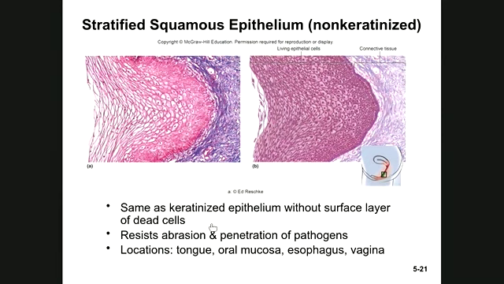And they can resist abrasion and penetration of pathogens. Their locations are the surface of our tongue, the mucosa or the epithelium which we have in our mouth cavity, our esophagus, and also the vagina in the female reproductive system is this type of epithelium.